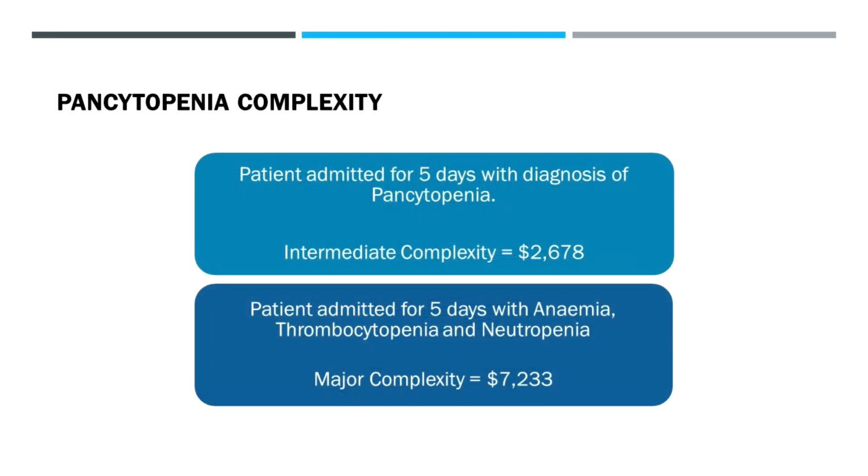So you can see here, if you write, someone comes in under heme for 5 days with pancytopenia, $2,500. If you just say that they came in purely for anemia, thrombocytopenia, neutropenia, this is without even saying they've got AML or whatever it is they've got, $7,000. Massive difference just from being explicit with those terms. So please use them where you can.